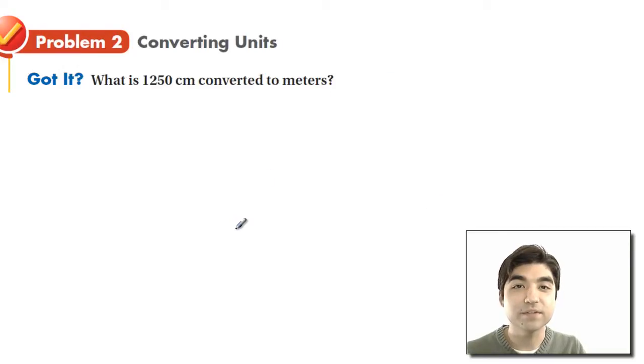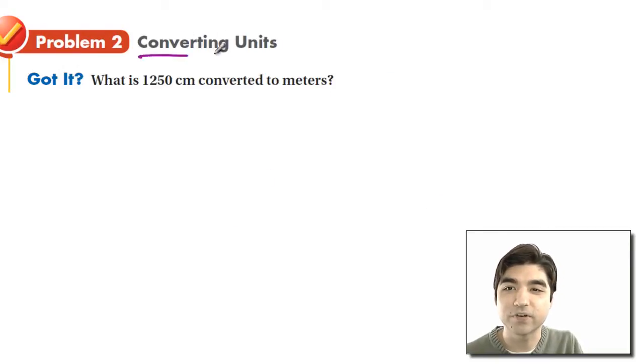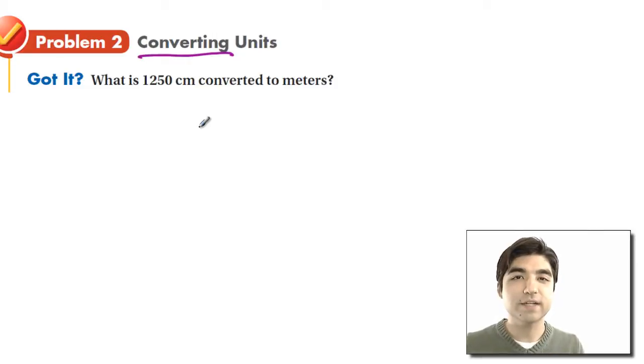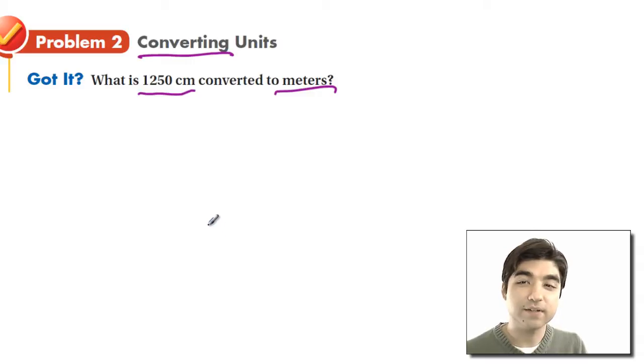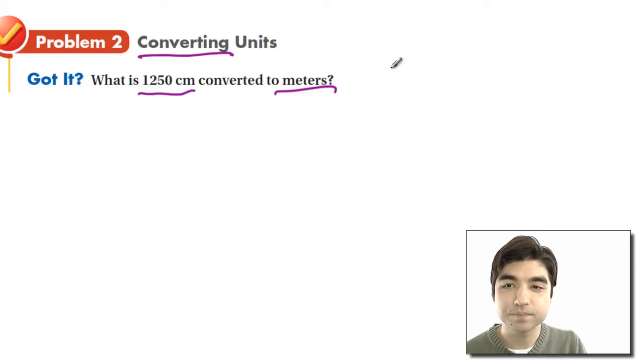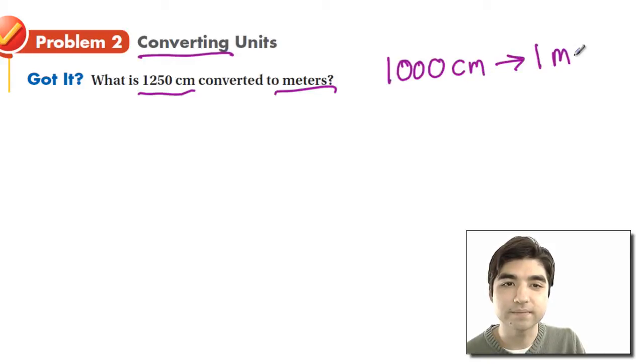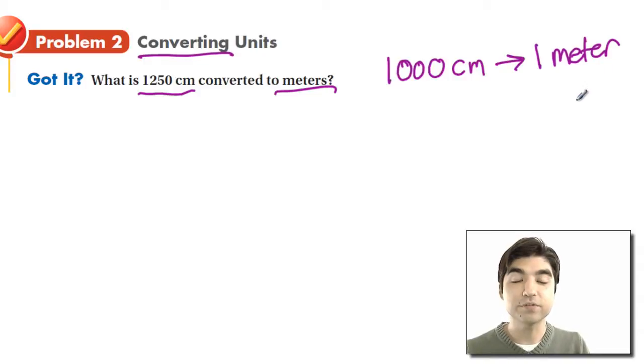Okay, and another really important concept is converting. So you need to learn how to convert between units. In this situation, we have 1250 centimeters, and they want us to convert that to meters. So I know off the top of my head that there's 1000 centimeters for 1 meter. And we're going to use that information in a second here.